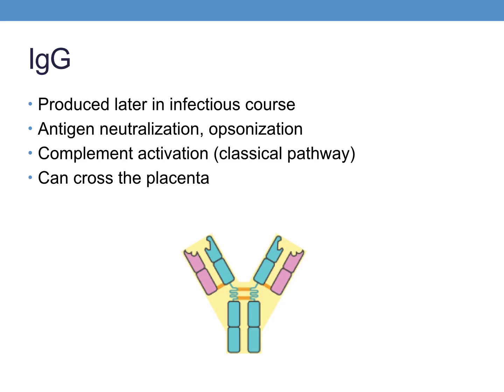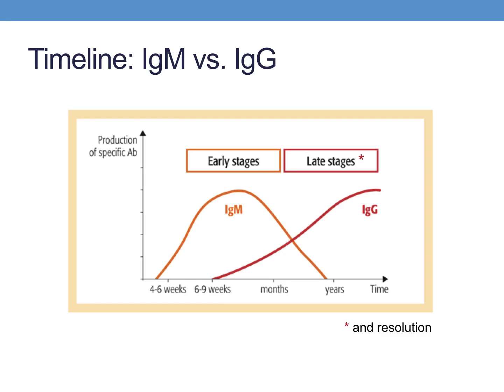IgG antibodies are found in all body fluids and are really important in fighting off bacterial and viral infections through neutralization and opsonization. Similarly to IgM, IgG can activate complement through the classical pathway. Also, IgG antibodies are the only antibody that can cross the placenta in a pregnant woman to help protect her fetus. Let's pause for a moment here.